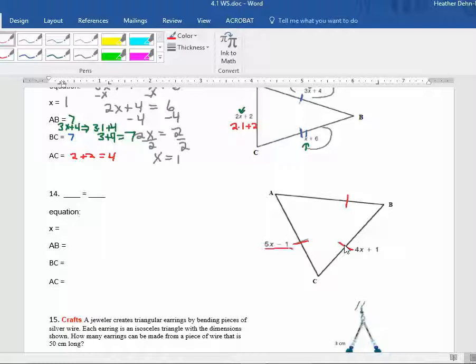I only have these two sides as expressions, so that's my equation that I would write: 5x minus 1 equals 4x plus 1. When you solve for side AB, you won't be able to do that one first. You'll have to find either BC or AC first. They will all be the same length, so once you find one of them, you'll know what that one is, even though there's no expression written for it.